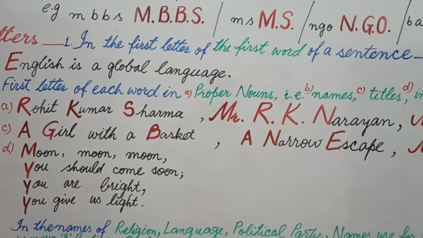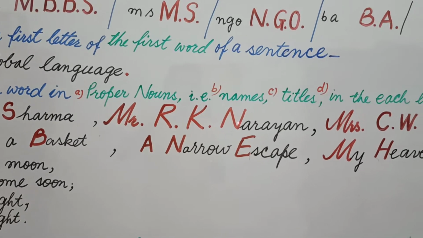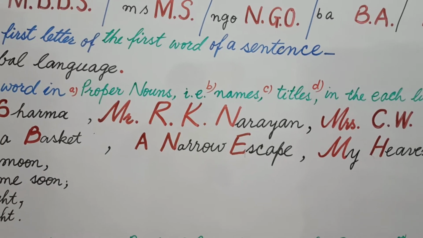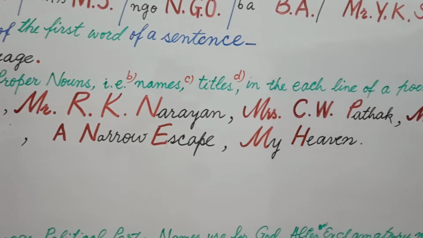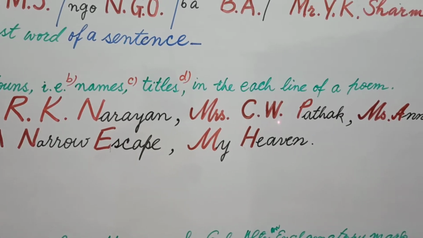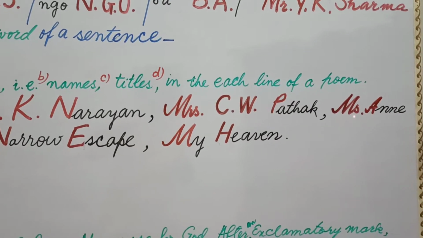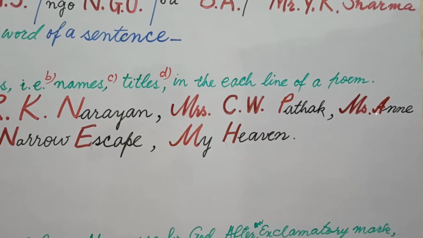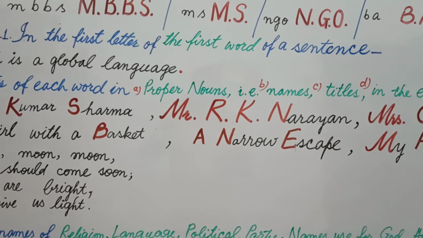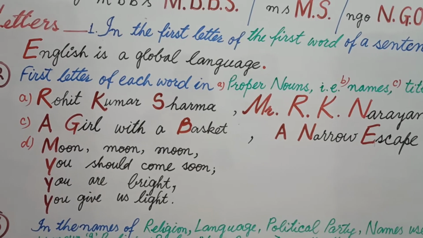Rohit, Kumar, Sharma. Now students, Mr. R. K. Narayan means R dot K dot and capital Narayan. This is the combination of full stop and capital letters, and you, student, observe it properly. Mrs. C. W. Pathak: C capital, W capital, P capital Pathak, and Miss N. Students, M capital, s small, s, s, and Miss N. Frank.